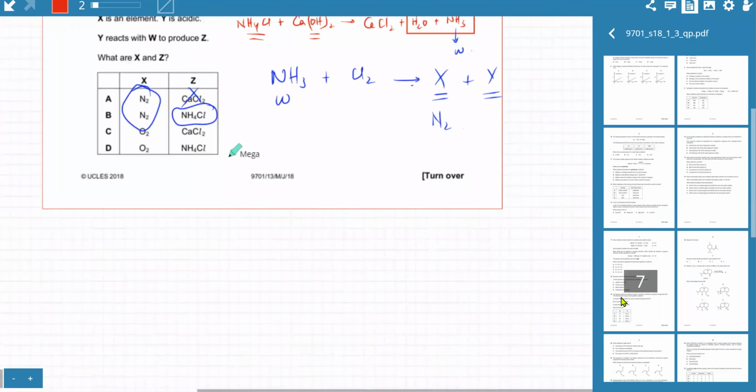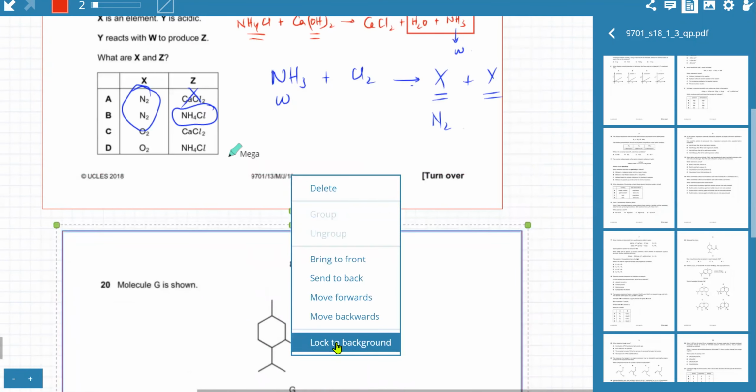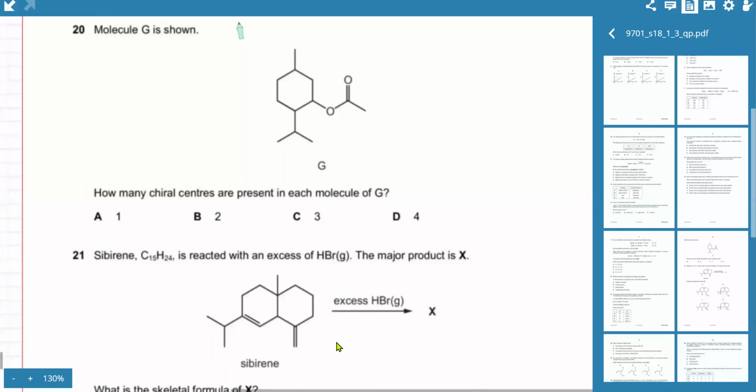Now the next one is moving to page 8. Okay, so let's start with organic questions. How many chiral centers are present in each molecule of G? So you have a molecule in front of you, and how many chiral centers are present?